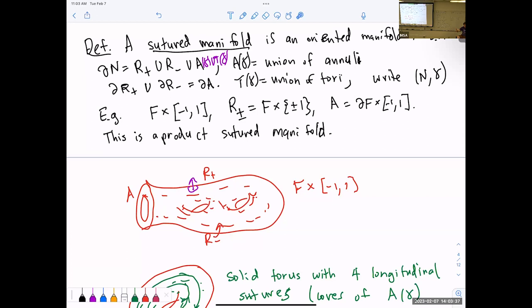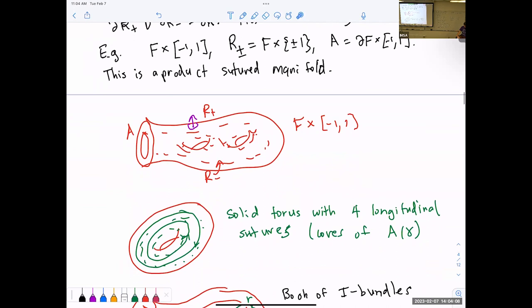But what Gabai showed, by this inductive construction that I'm not going to go into today, but just to motivate where this notion of sutured manifold comes from, is that a sutured manifold satisfying some properties, namely tautness, will admit a finite depth taut foliation. And so he used this in an inductive argument to construct foliations on certain manifolds, particularly knot complements.